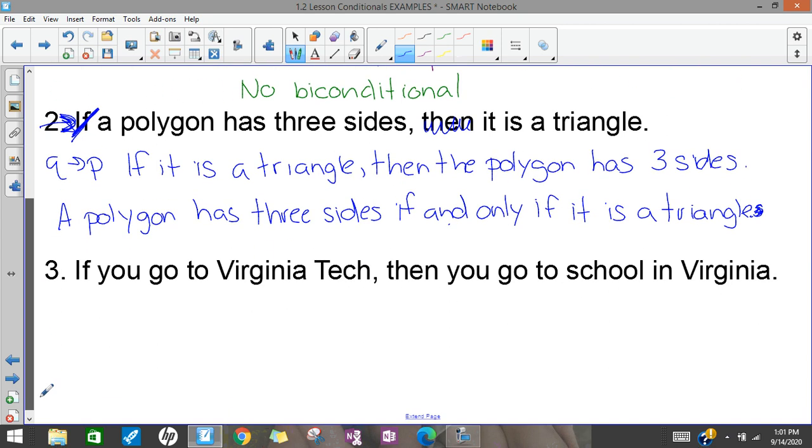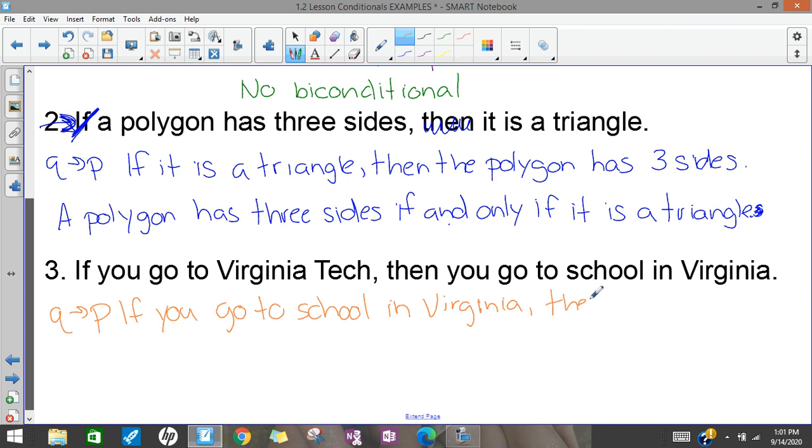So pause here, try this one. If they're both true, write the biconditional. If they're not both true, tell me why. So we need to start with the converse here. I'll use orange here for Virginia Tech. The converse would be if you go to school in Virginia, then you go to Virginia Tech.